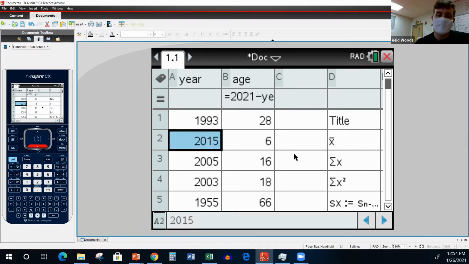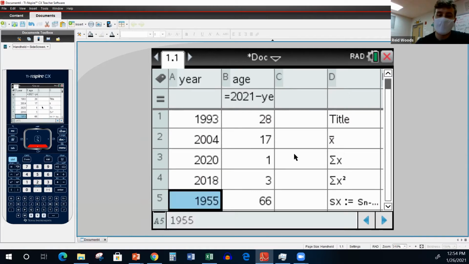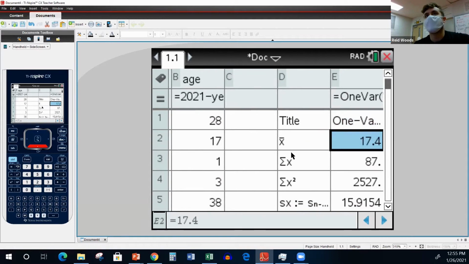I go down, 2004, 2020, 2018, and then we have, we'll say, 1983. Okay, it automatically will recalculate your mean for you without having to do all that work. So now my next group is 17.4 years. Okay, does that make sense? This is what you're going to be doing.